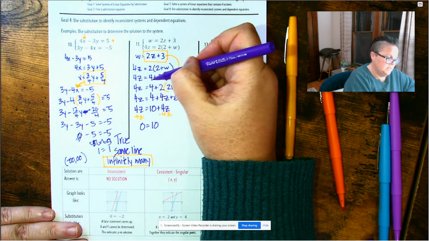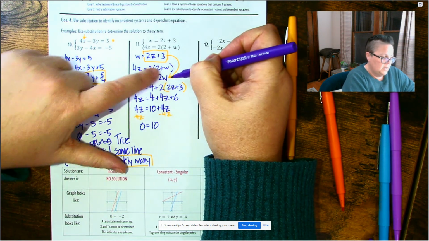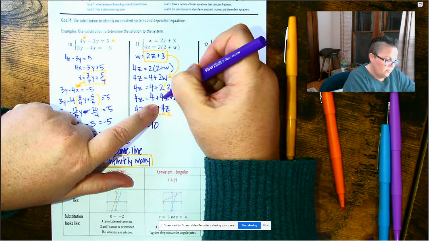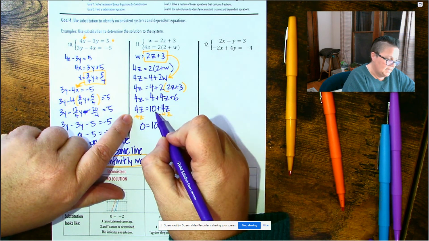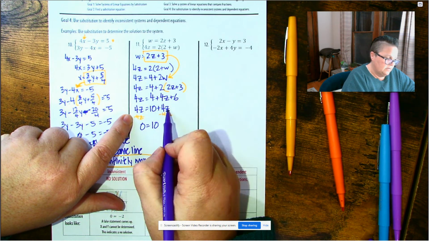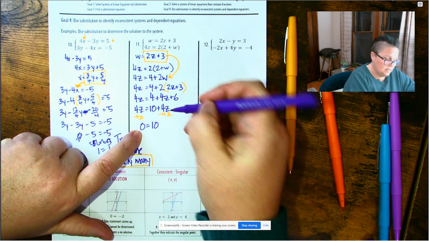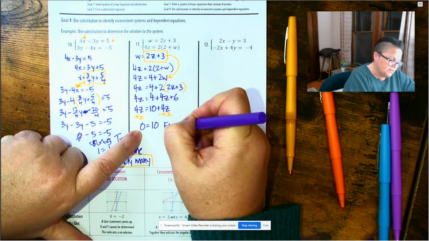So that 4z stays the same, that 4 stays the same, that 2 comes down, and instead of the w, I put in 2z plus 3. That's 4z plus 6. 4 and 6 is 10. Subtract 4z from both sides, I get 0 equals 10. So I've done everything correct, and I got a false statement.